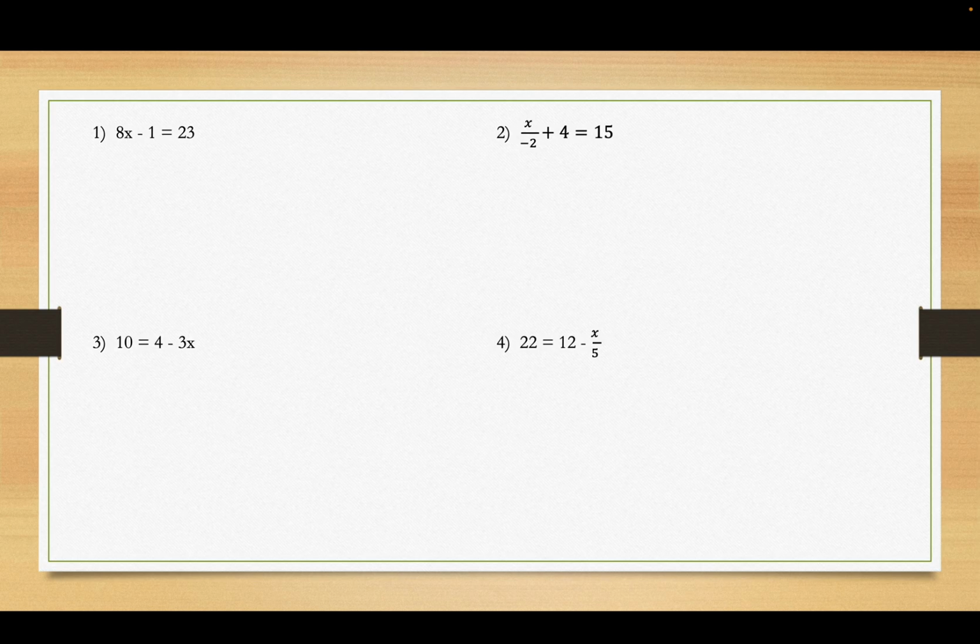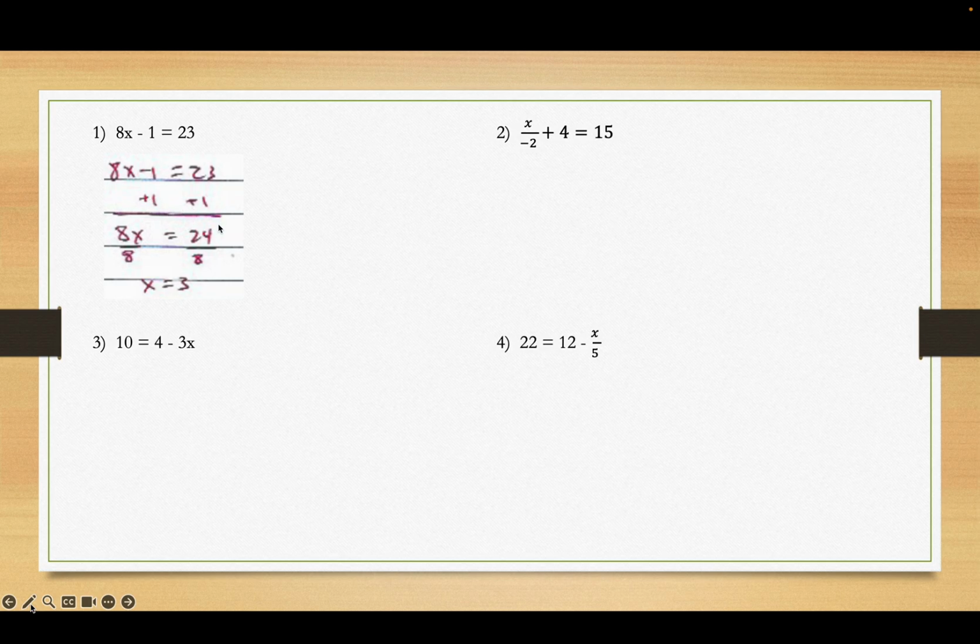Let's try number 1. Again, I think everybody should have a clue as to how to do these from days past. So try number 1. I'll give you the correct answer in a moment. So we want to isolate the x, get it all by itself. So the first step is add 1 to both sides. That's 8x is 24. Still don't have the x by itself.